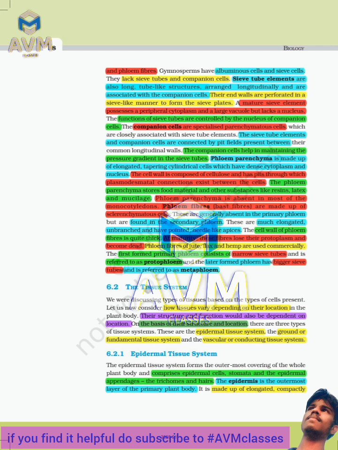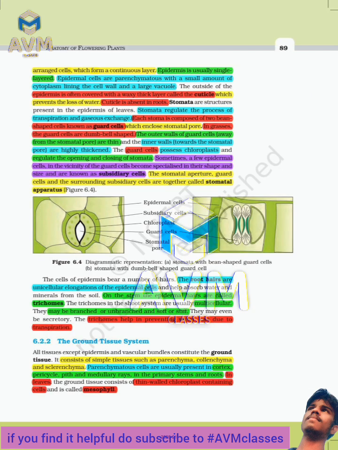6.2.1 Epidermal tissue system. The epidermal tissue system forms the outermost covering of the whole plant body and comprises epidermal cells, stomata and the epidermal appendages, the trichomes and hairs. The epidermis is the outermost layer of the primary plant body. It is made up of elongated, compactly arranged cells which form a continuous layer.